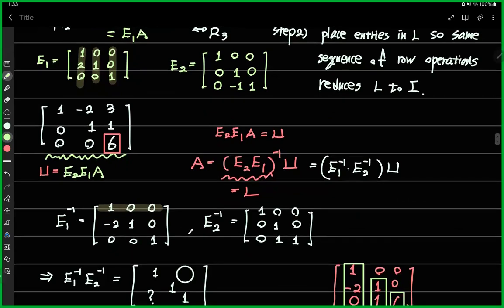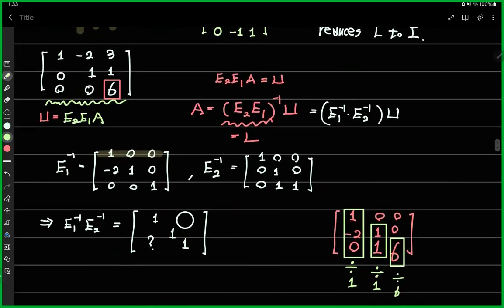We're going to find the inverse matrix of E1 and E2, and then do matrix multiplication of E1 inverse and E2 inverse, and then we get the lower triangular matrix. Okay, that's kind of a long story.